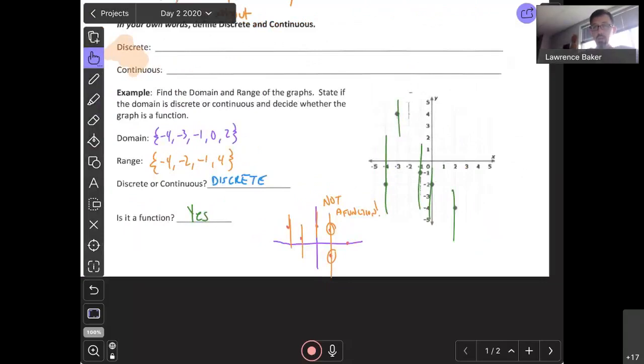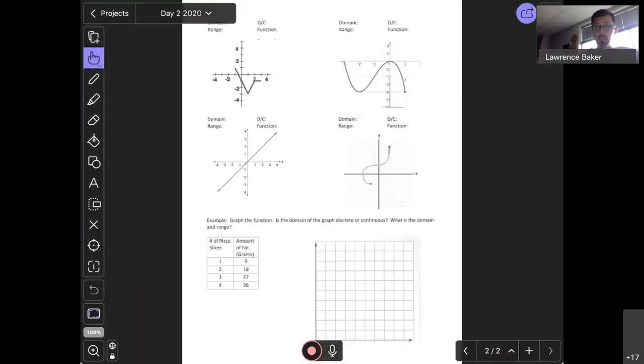Anything there with the discrete graph need help with? Things making sense, Jarrett? You there, Jarrett? Yeah. How about you, June? You doing okay?